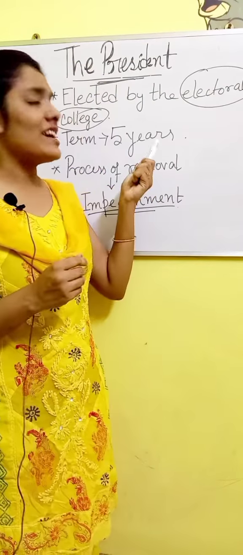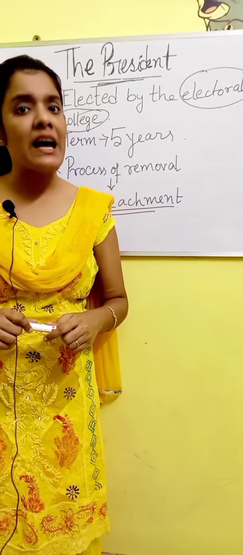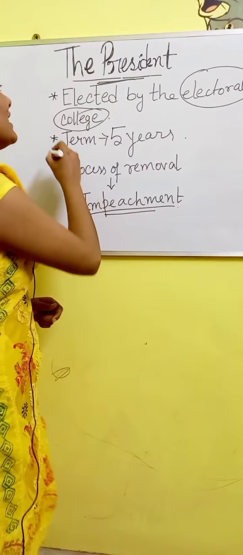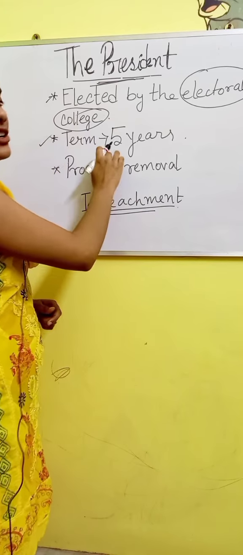He is elected by the process of proportional representation through the Electoral College, comprising the members of Lok Sabha, the members of Rajya Sabha, and the members of the State Legislative Assembly or the Vidhan Sabha. Okay. Now we will study about the term of his office or the tenure of his office.